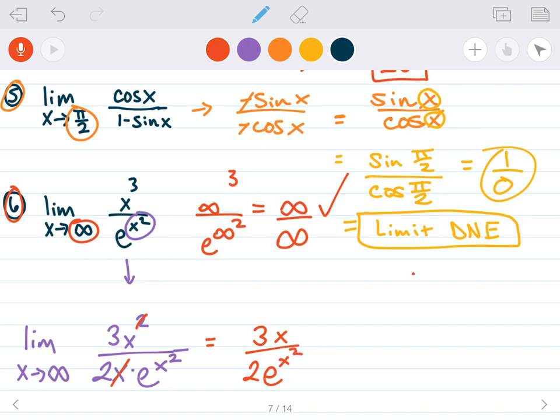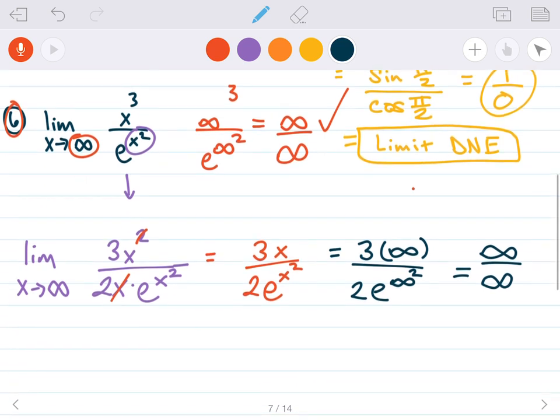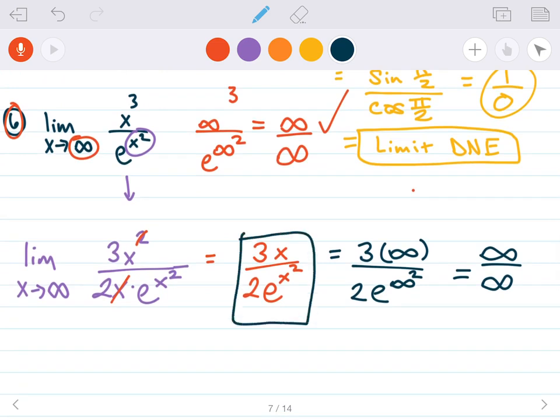If I plug in infinity into the top, well, unfortunately, we still have 3 times infinity. And then, e to the infinity squared. I mean, the bottom is getting arbitrarily large, and so is the top. So again, we get infinity over infinity, which tells me that I can use L'Hopital's rule again, okay? So now I'm going to take this and, since we got infinity over infinity, let's use L'Hopital's rule again.